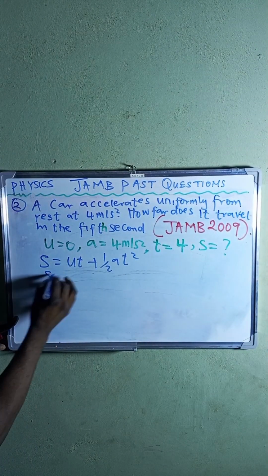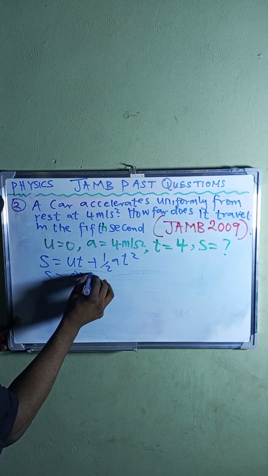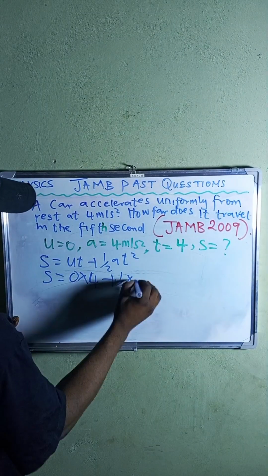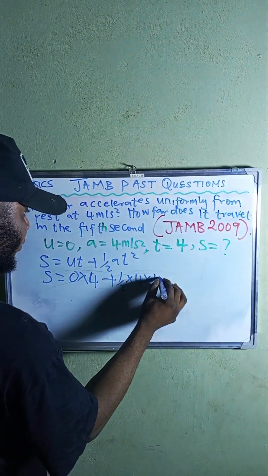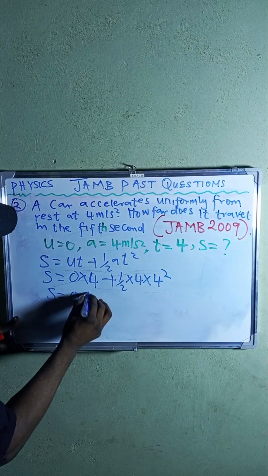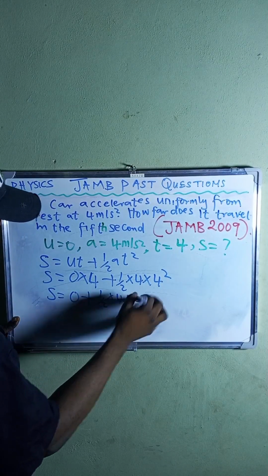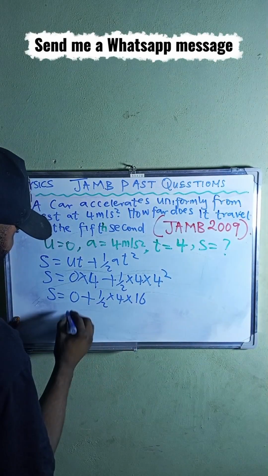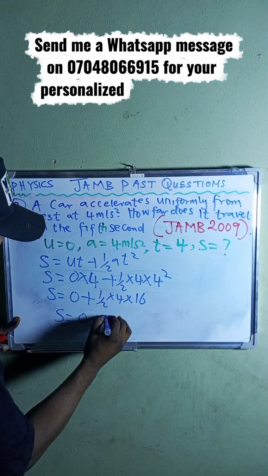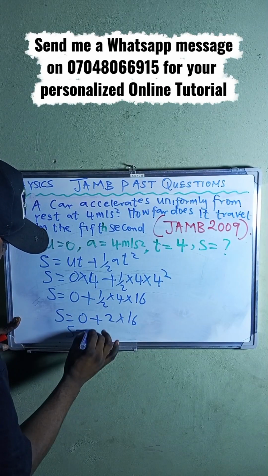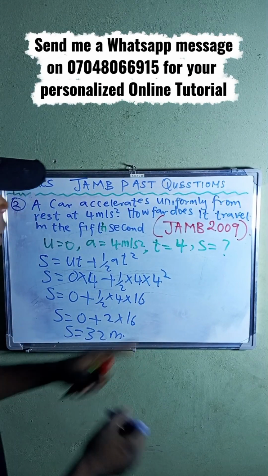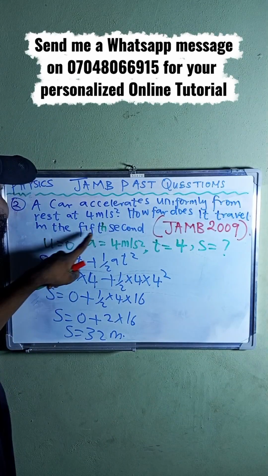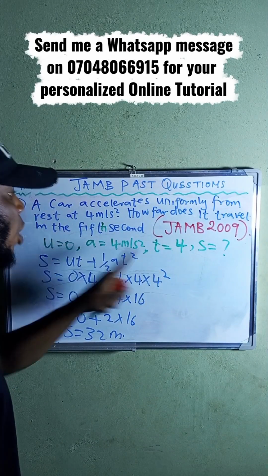Now my x is unknown. U is 0 times t, which is 4, plus half times my a, which is 4, times t squared, which is 4 squared. So I have x equals 0 plus half times 4 times 16. So x equals 0 plus half of 4 is 2 times 16. So x equals 32 meters. Now this is for the previous second, because they asked us to calculate for the fifth second. So this is for the fourth second.